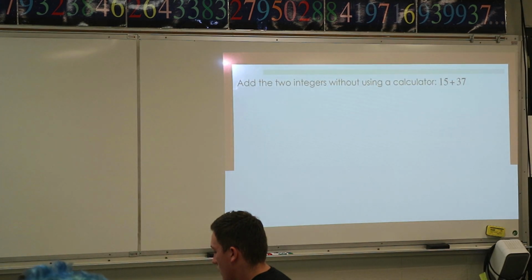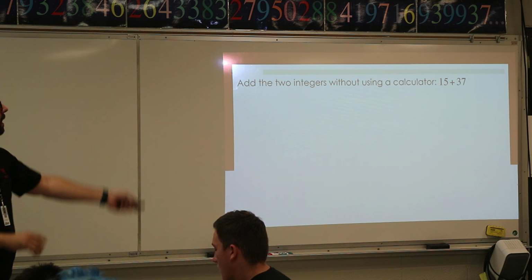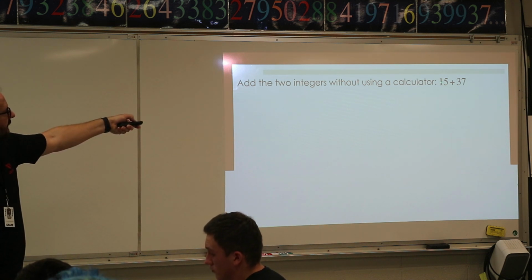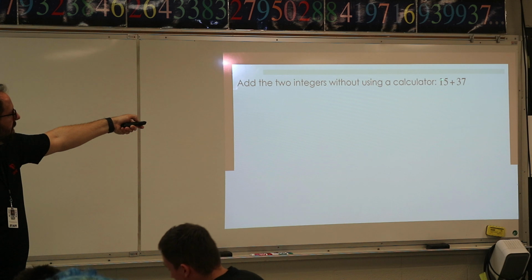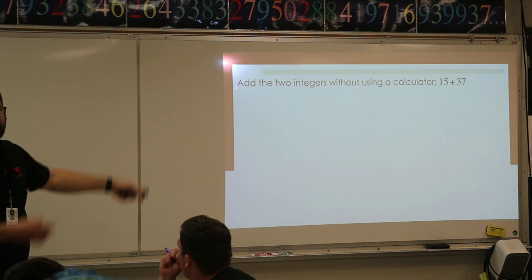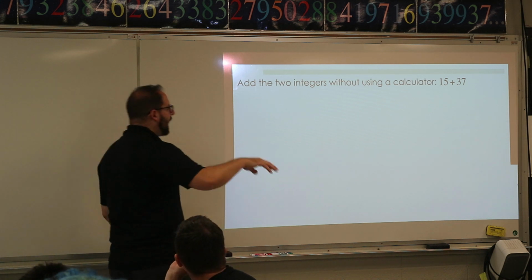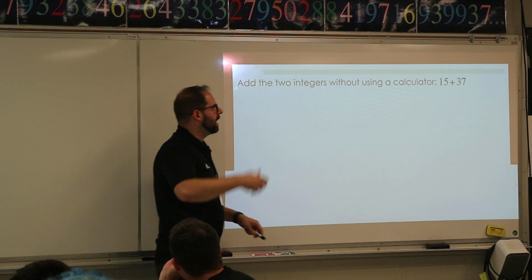All right, first slide. We're going to add two numbers together. We did this yesterday. The first thing you should check when you look at these numbers is whether they are the same type of number. Are they both positive or both negative? Both positive. So you'd add them together, right? No matter what, if they're both the same type of number, you would add them together.